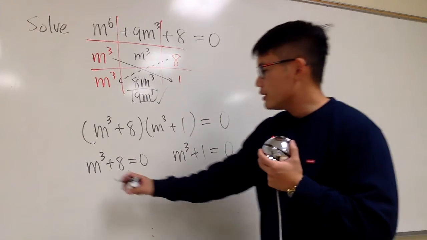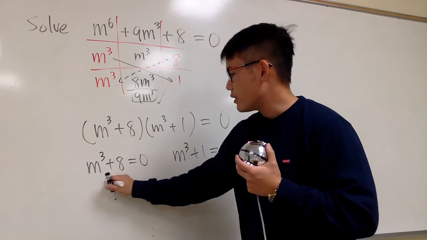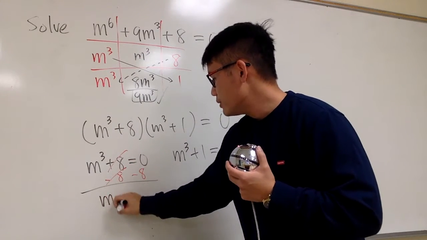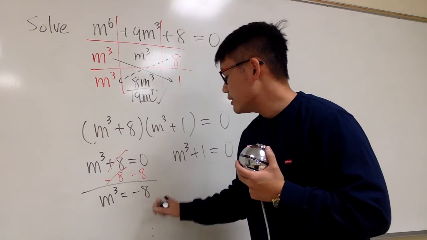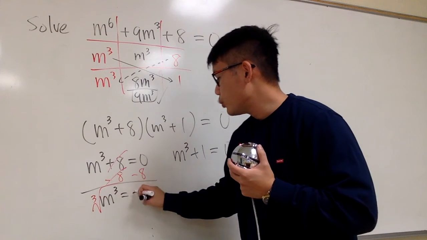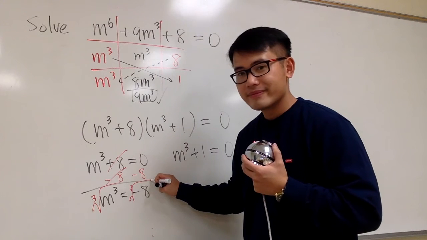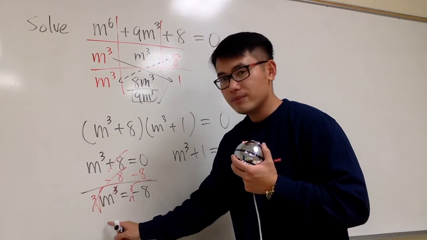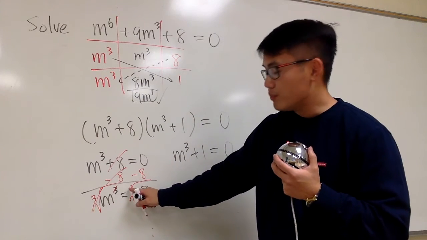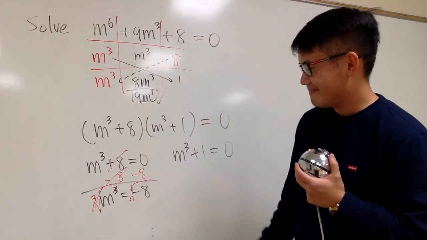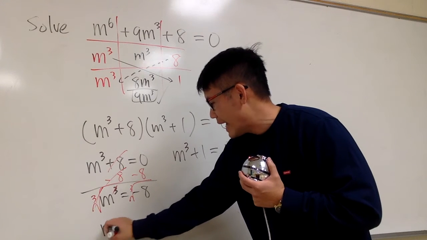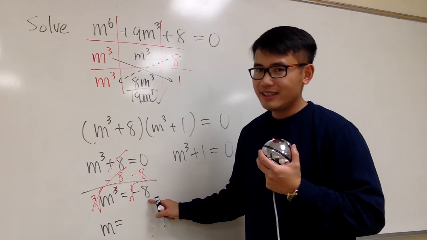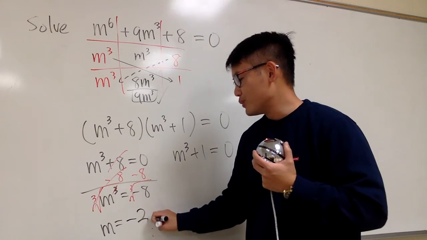So all we have to do is subtract 8 on both sides right here. So they cancel, and you see m to the 3rd power will give us negative 8, and I'm just going to take the cube root on both sides. And you see, when we take the cube root on both sides, this and that will cancel, and we don't need to put down plus minus. So first answer, m is equal to the cube root of negative 8. It is just negative 2.